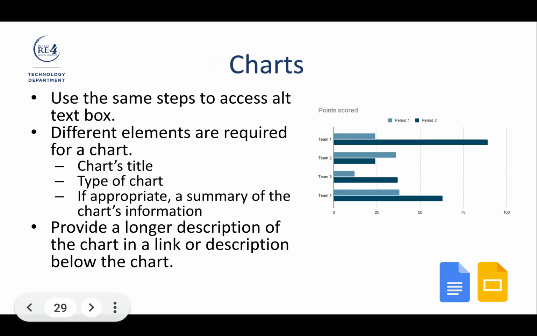If any of your communications include charts, you need to make sure that you're using the same steps to access the alt text for charts as well. When you're composing the alt text for a chart, it requires different elements. The chart's title, the type of chart, and if appropriate, a summary of the chart's information needs to be provided. Additionally, you could provide a longer description of the chart in a link or text below the chart, adding to the user's understanding of what's happening in the chart.